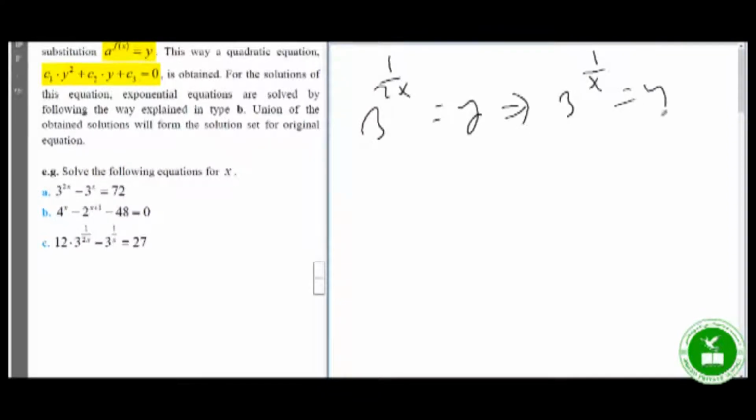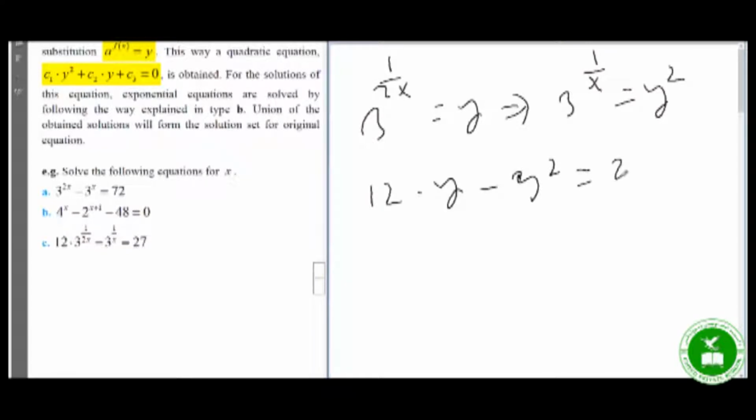The third example, as you see here, 12 times 3 to the power of 1 over 2x minus 3 to the power of 1 over x is equal to 27. The question asks us to solve it for x. We can equalize 3 to the power of 1 over 2x as again y. So from here, 3 to the power of 1 over x will be equal to y squared. So let's rewrite the equation. 12 times y minus y squared is equal to 27.